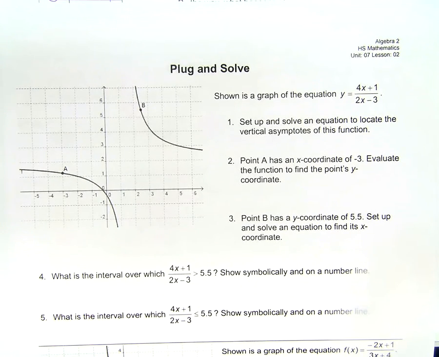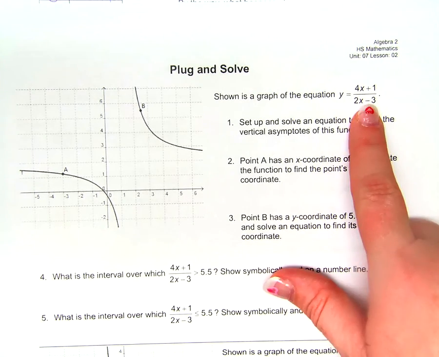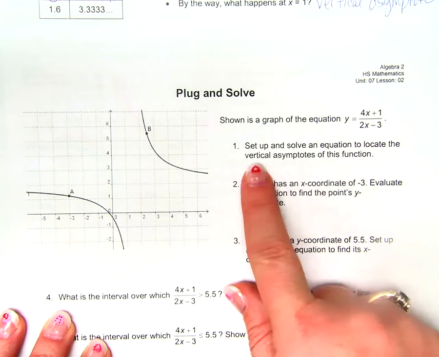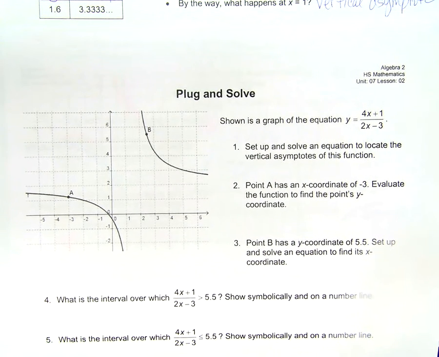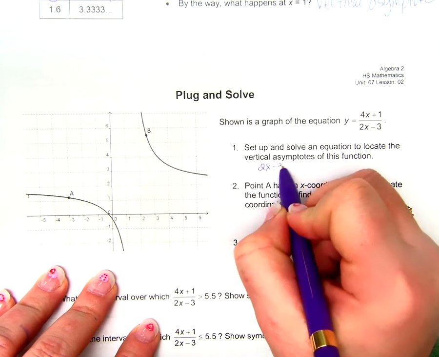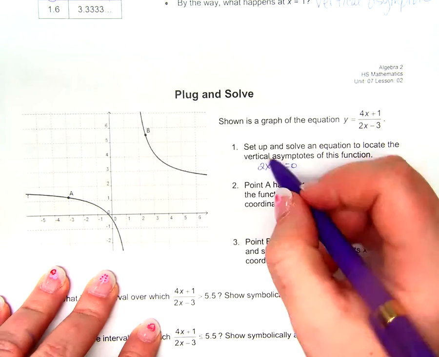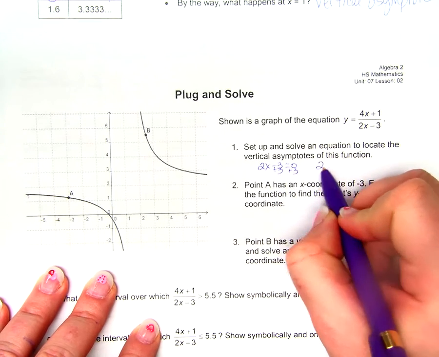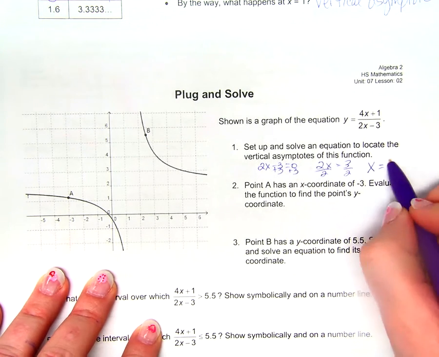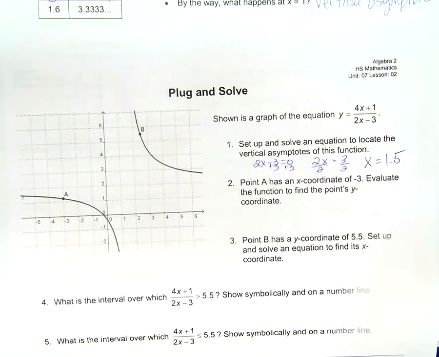So look here. They gave you the equation, but they also gave you the graph. Okay? So set up and solve an equation to locate the vertical asymptotes of this function. How do we set up and solve an equation to locate the vertical asymptotes? Good. Set the denominator equal to 0, right? Denominator in this problem is 2x minus 3. If I set that equal to 0, I add 3 to both sides. So I get 2x equals 3. When I divide both sides by 2, what does x equal? 1.5. So there is a vertical asymptote at 1.5.